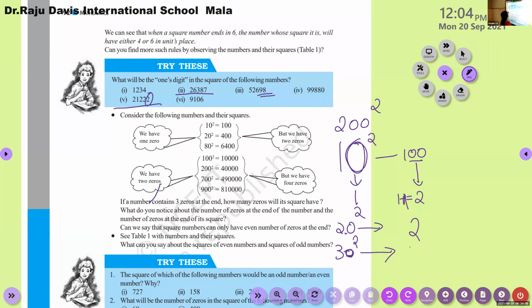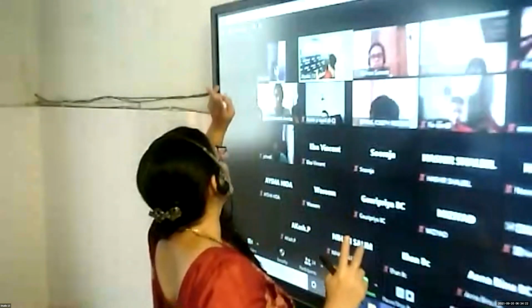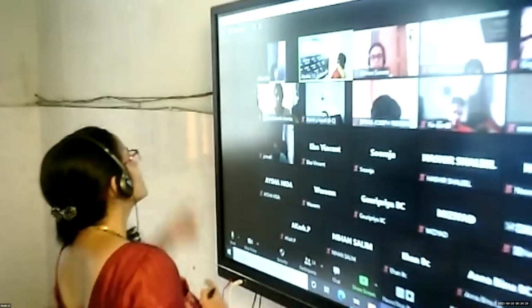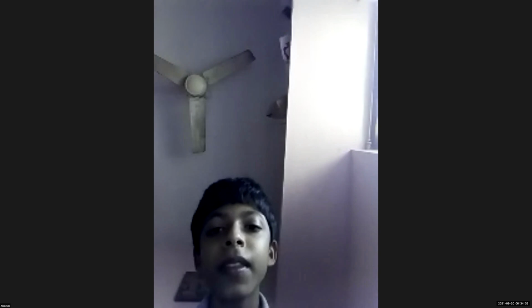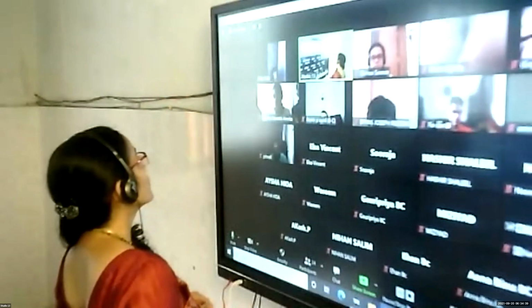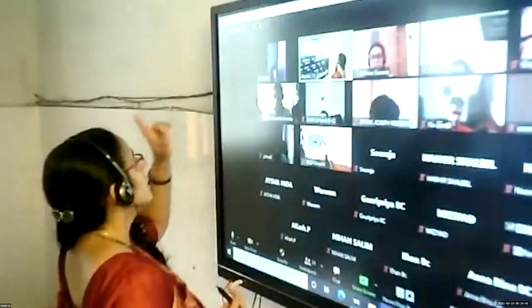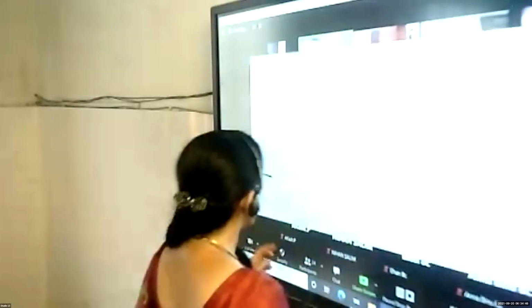Albin, try. How many zeros will be there? Show your hands. Is it 1 or 2? Albin, 30 square, good. Correct. 2. In 30 square, there are 2 zeros.